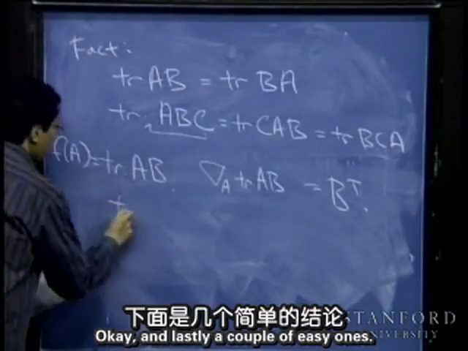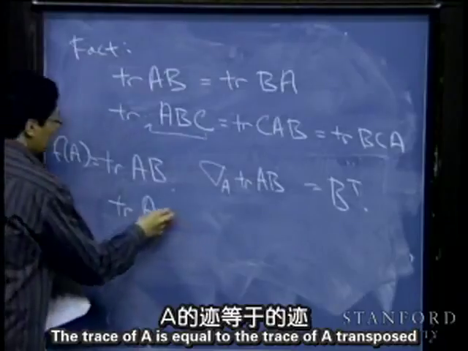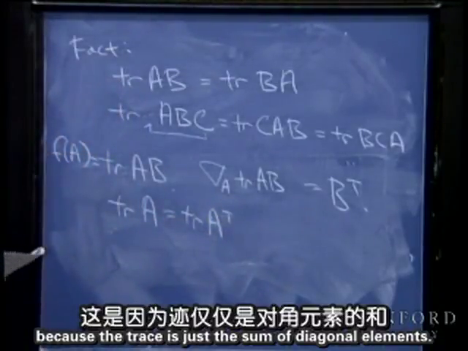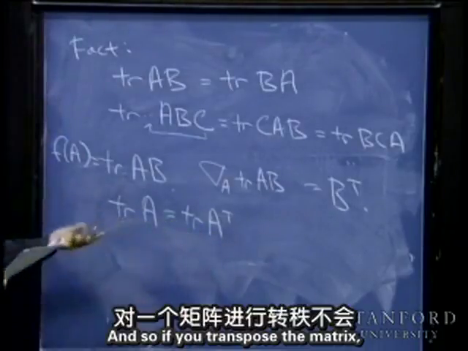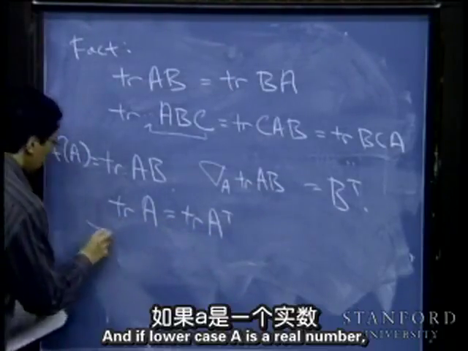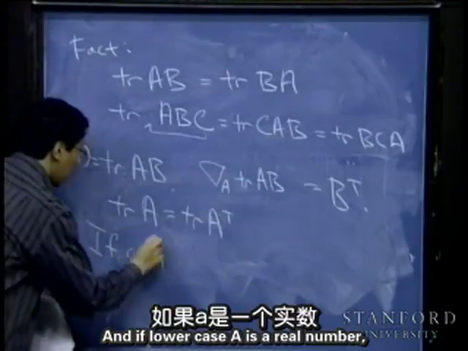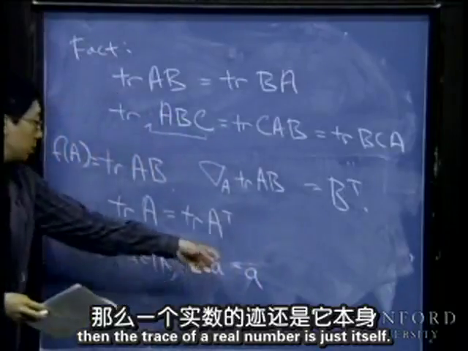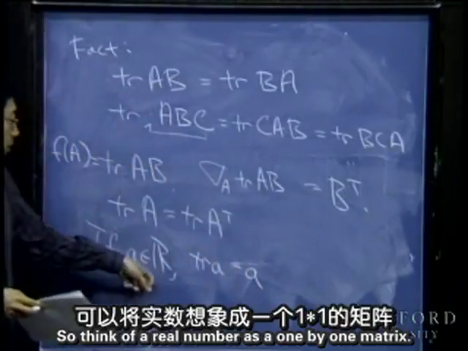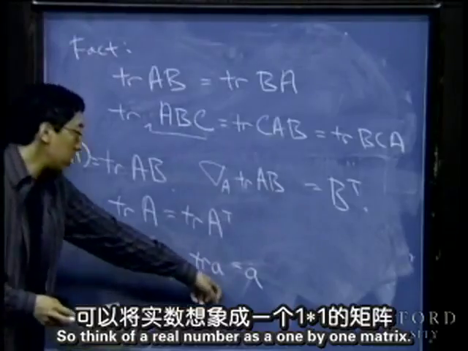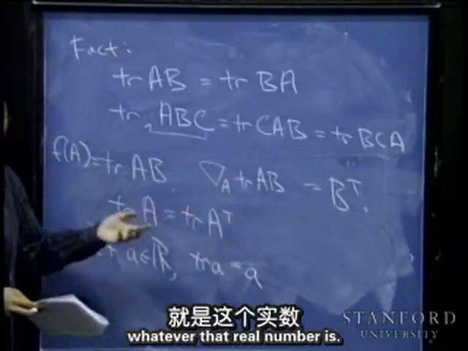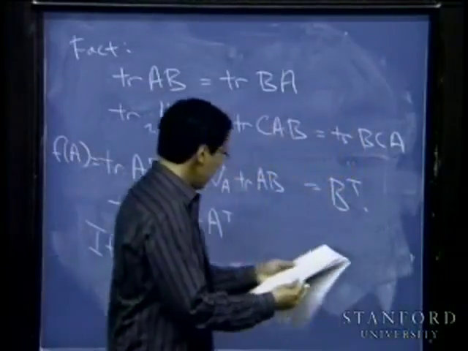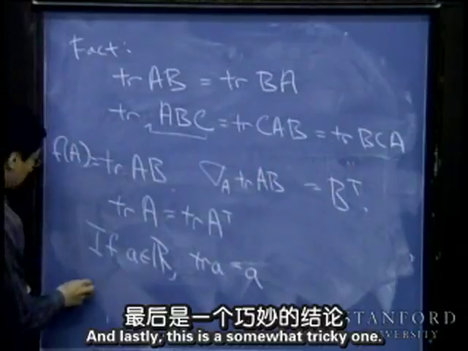Okay. And lastly, a couple of easy ones. The trace of A is equal to the trace of A transpose, because the trace is just the sum of diagonal elements. And so if you transpose the matrix, the diagonal elements don't change. And if lowercase a is a real number, then the trace of a real number is just itself. So think of a real number as a 1 by 1 matrix. So the trace of a 1 by 1 matrix is just whatever that real number is.